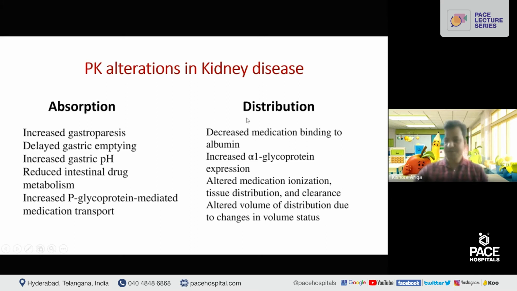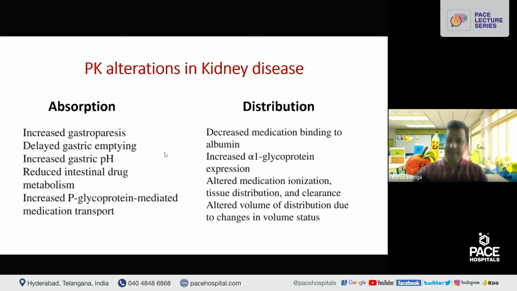Coming to distribution, after the drug is absorbed, it is bound to plasma proteins. Acidic drugs are bound to albumin, and basic drugs are bound to alpha 1 acid glycoprotein. In patients with kidney disease, or specifically in patients with AKI, there are decreased levels of albumin. If the albumin is decreased, there is less binding of the drug to albumin, and more of the free drug is present. And if more free drug is present, it is more eliminated or metabolized.